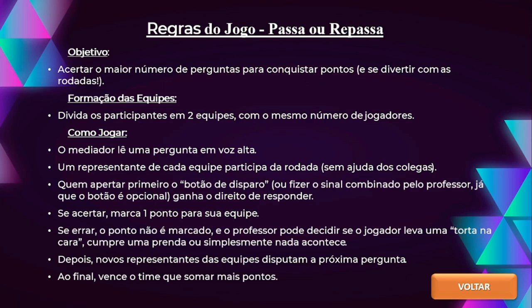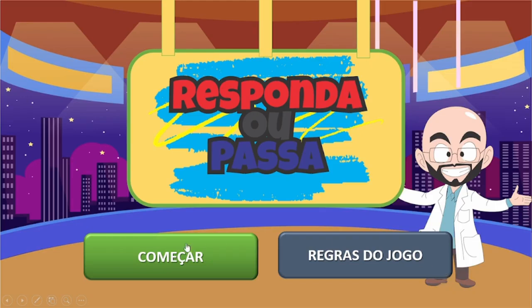So after the question is finished, the students return to their teams, and the team itself will choose another student. Team 1 will pick a student to answer question 2, and Team 2 will pick a student to answer question 2. In the end, the team with the most points wins. Now that we already understand how the game works, I'm going to click back and then click start.